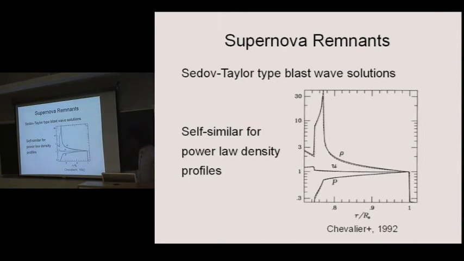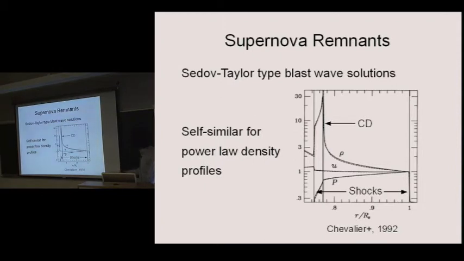There are a couple of features of these solutions. One is that you have 2 shocks, an inner shock and an outer shock. At these shocks, all the quantities of the problem are discontinuous: the pressure, the density, and the velocity. And then in between, you have a contact discontinuity. At this location, the density changes, dropping by quite a bit, but the pressure is still continuous.